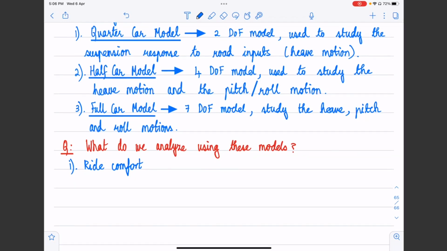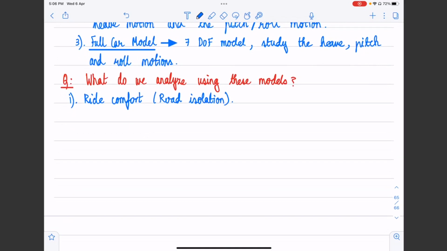It is also called road isolation. As the name indicates, we want to study how much we are able to isolate the effect of the road irregularities on the occupants of the vehicle, right? So that is one purpose, all right? Then one can also study what is called road holding. So what is this phenomenon of road holding?